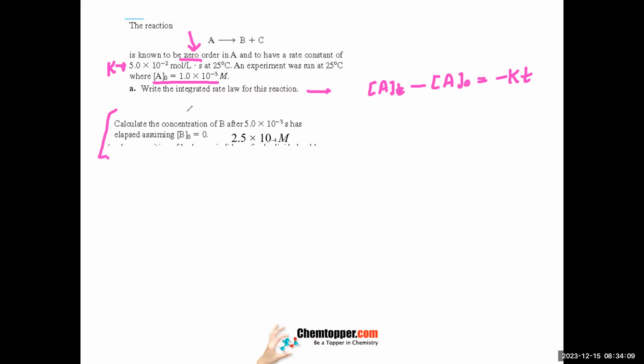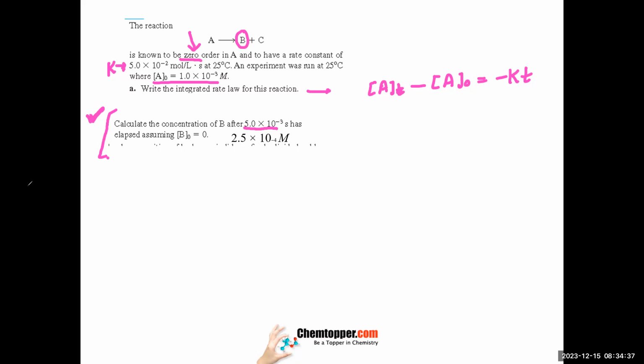I'm interested in this question. I think there were other questions also, but they were very repetitive. So I found only these questions new, so I picked up this only. Question is, what is the concentration of B after this much time? B is the product. They're asking for B, not for A.